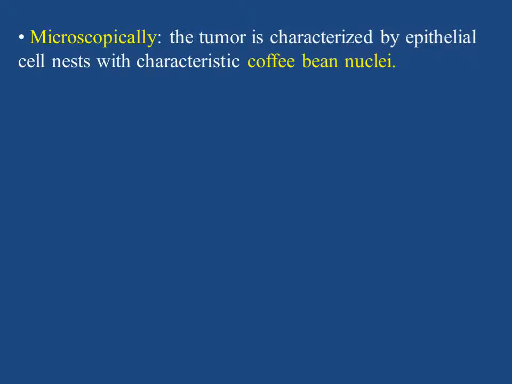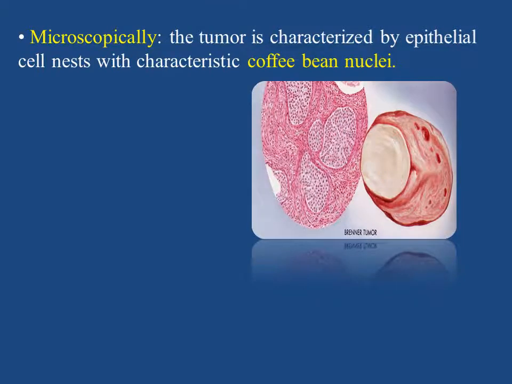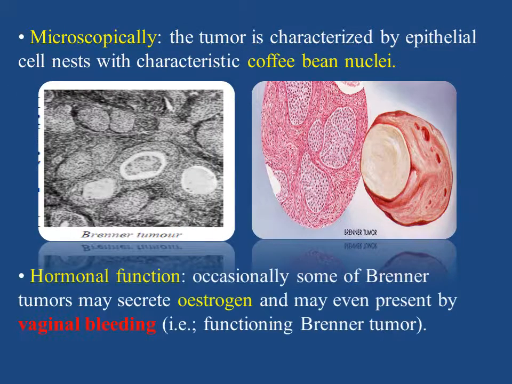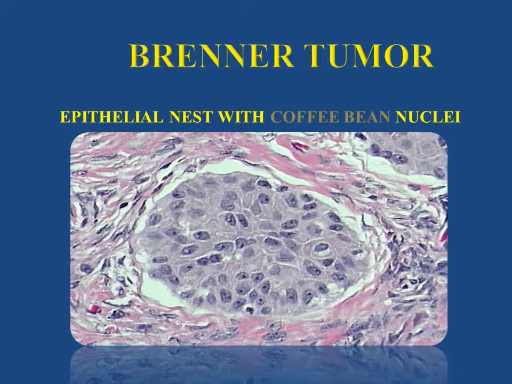Microscopically, they have a characteristic appearance, epithelial cell nests with what's called coffee bean nuclei, and some of them may secrete estrogen. We call it a hormonally functioning tumor, and it may even present with vaginal bleeding. We call it functioning. This is an epithelial cell nest with the characteristic coffee bean.